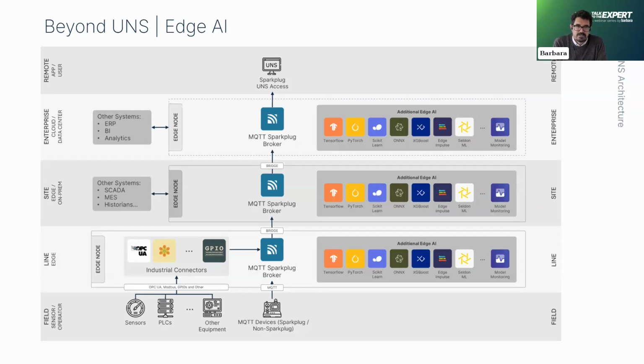We can implement different AI models at the different levels. Okay, so we can execute the AI model at the line level, just near the source of data, and we can put it at the site level, or the enterprise level. We can install AI models from different frameworks, as you can see. In Barbara Panel, we are compatible with most of the frameworks available in the market that you can see, okay?